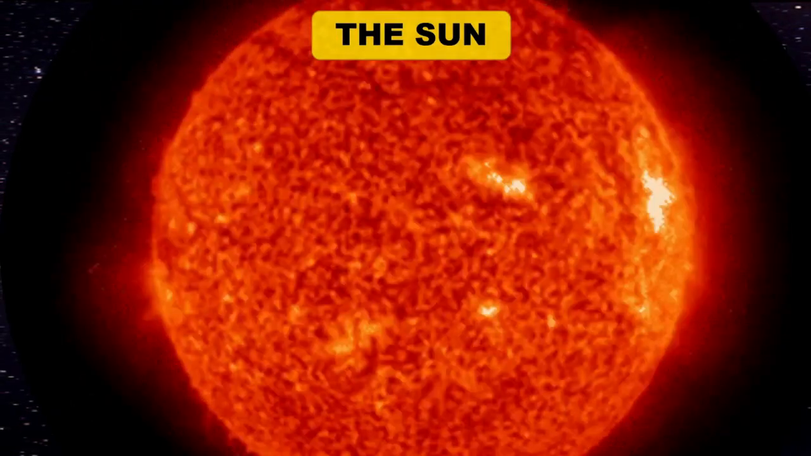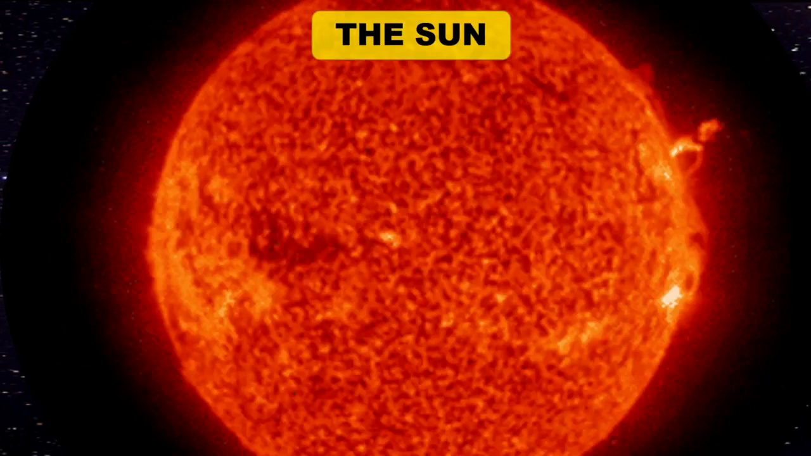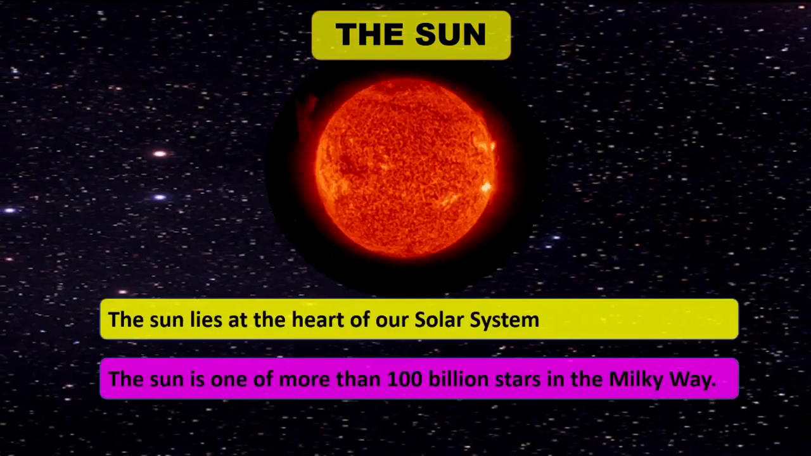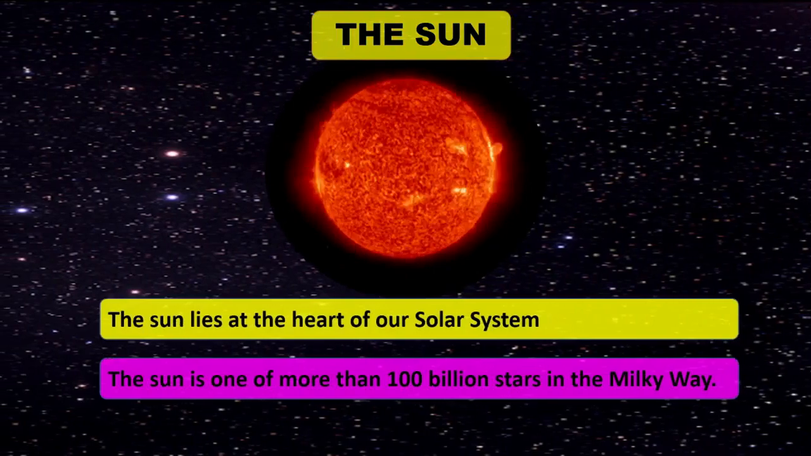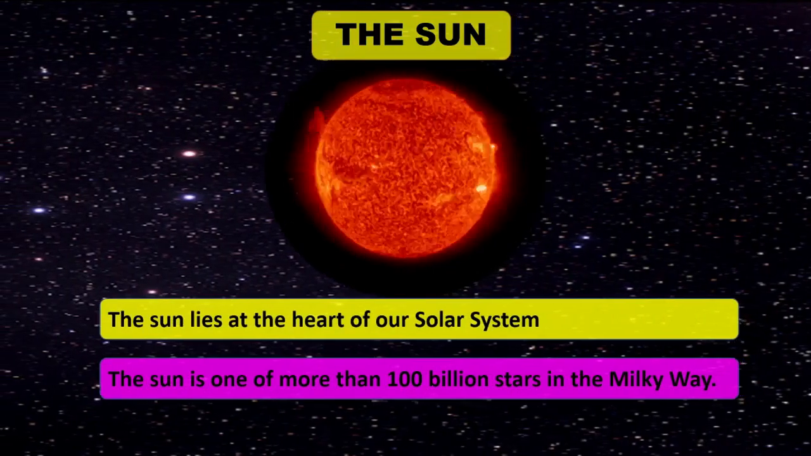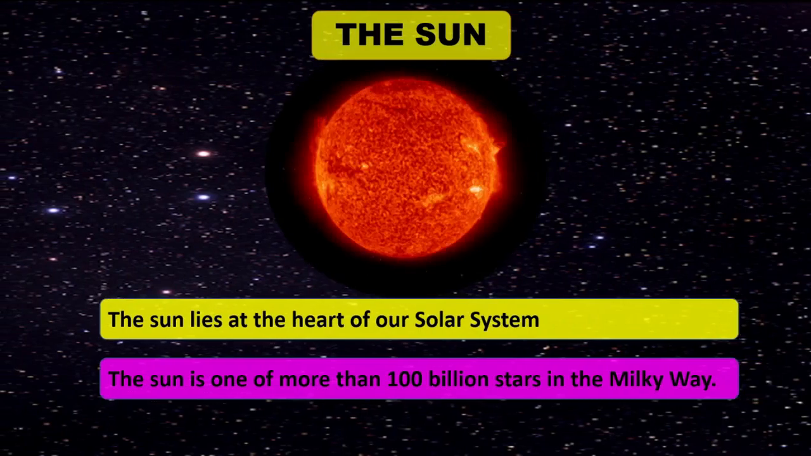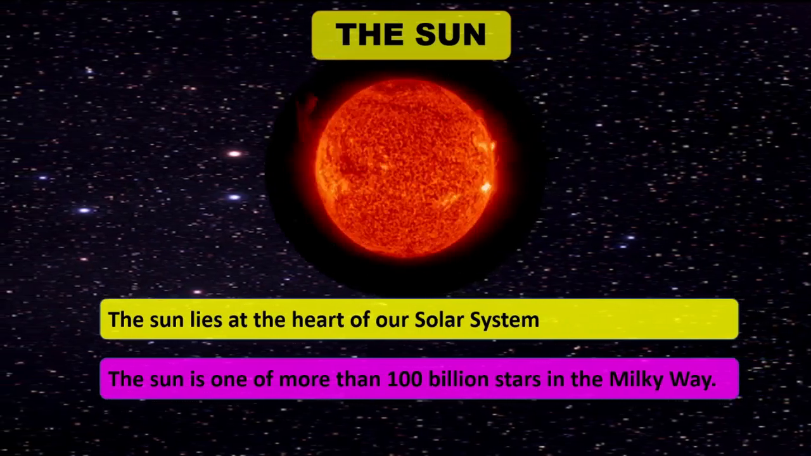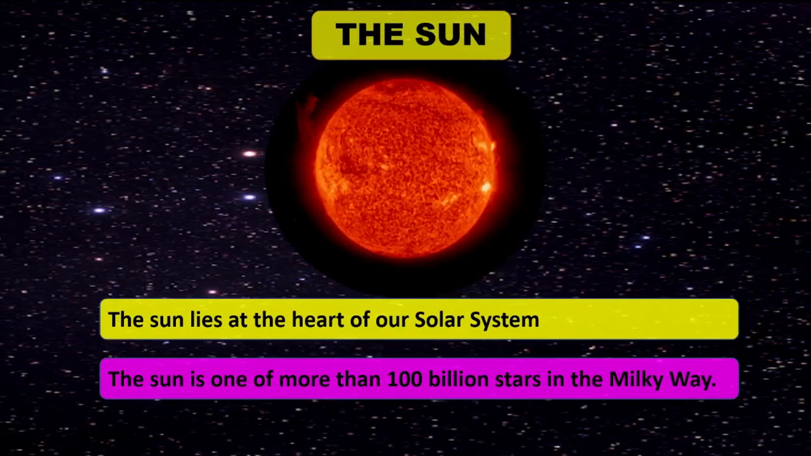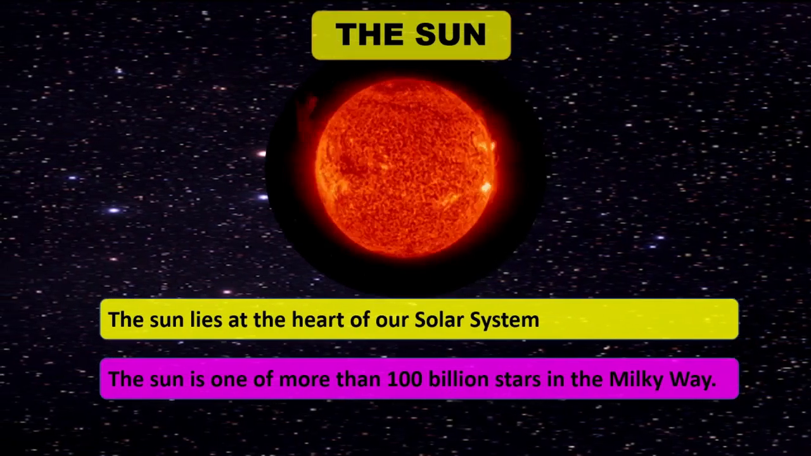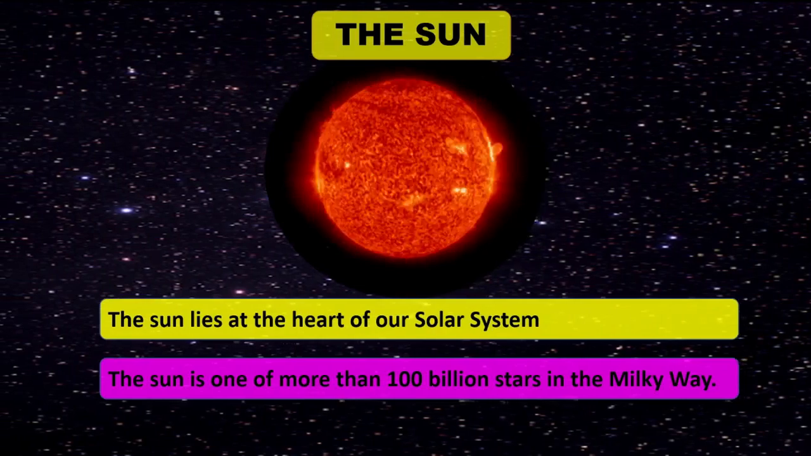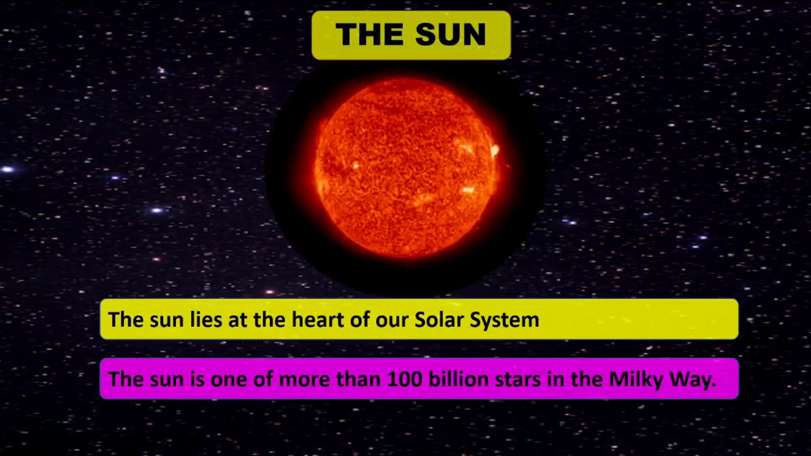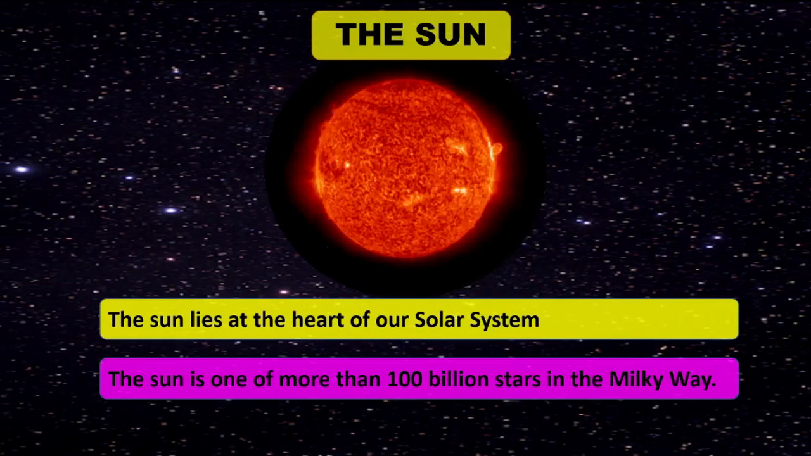Here is the celestial object that we observe in the sky, the sun. The sun is the heart of our solar system. As we know, the heart has a very important function in our body. Similarly, for the solar system to work smoothly, the sun is very important. It is one of more than 100 billion stars in the Milky Way galaxy.